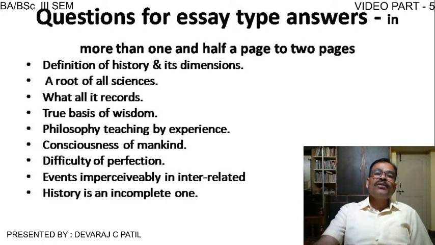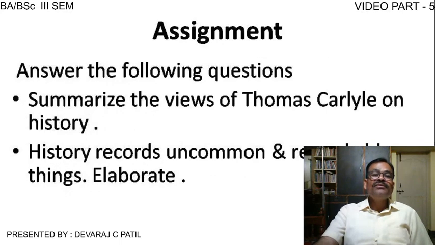And for questions of essay type answers, you will have to write more than 1.5 pages because it carries 8 marks. So the definition of history and its dimensions, that overall theme has to be covered. Let's see, these are the different dimensions and definitions: root of all sciences, what all it records, true basis of wisdom, philosophy teaching by experience, consciousness of mankind and half consciousness of mankind, difficulty of perfection, and events being imperceptibly interrelated. History is an incomplete one. So how these are discussed in the essay, we will have to discuss them.